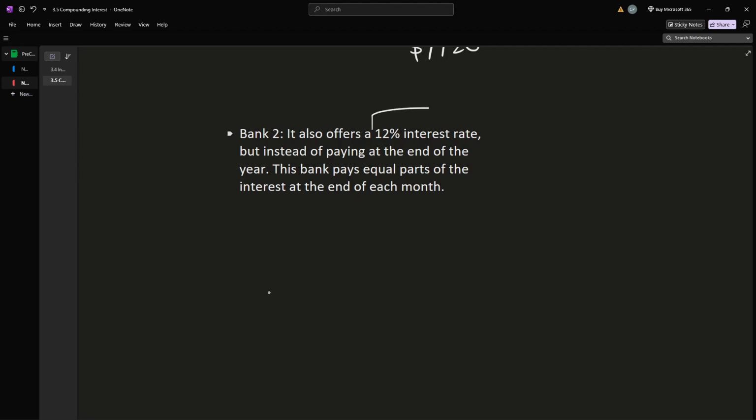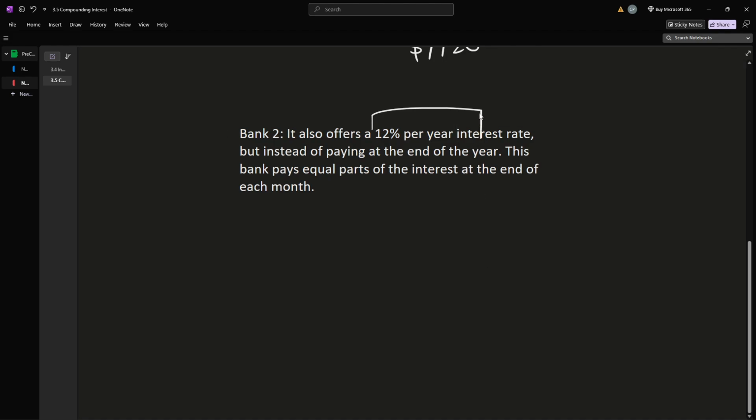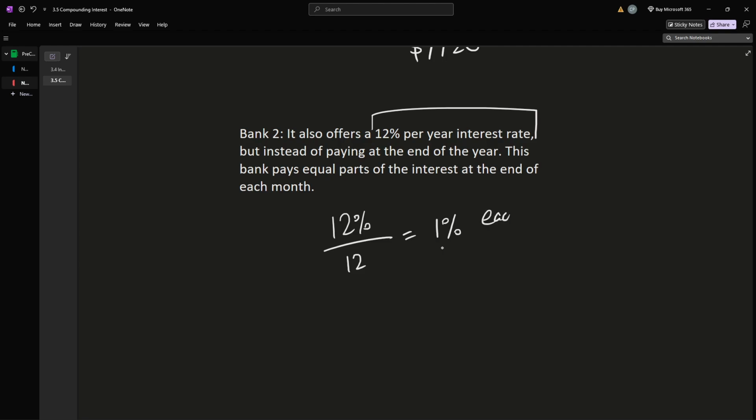We see a 12% per year interest rate. Let me just stretch this out. 12% per year interest rate. So if it pays interest in equal parts, if I have 12% per year, it's being split across 12 months. So it's 1% each month. So that's my new rate.